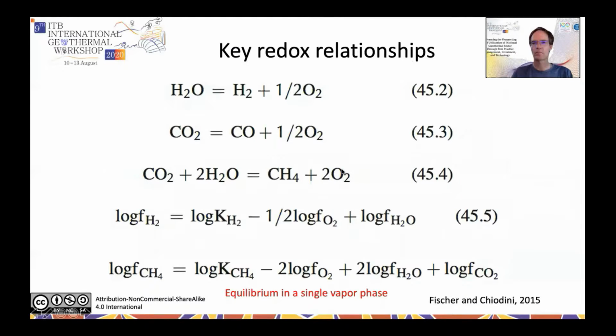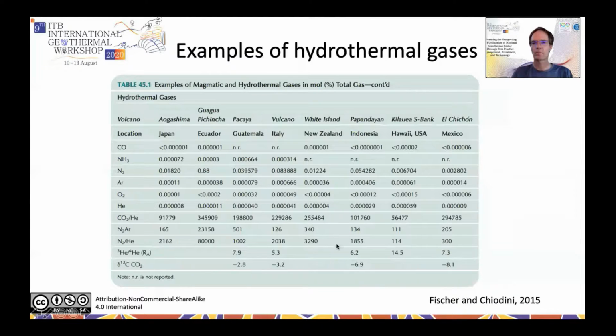And if we go to the next slide here, we see that there's also very little CO, and we have certain ratios that determine whether we have air or air-saturated water or different carbon isotopes. So there's a lot of things we can measure and investigate when we look at hydrothermal gases.